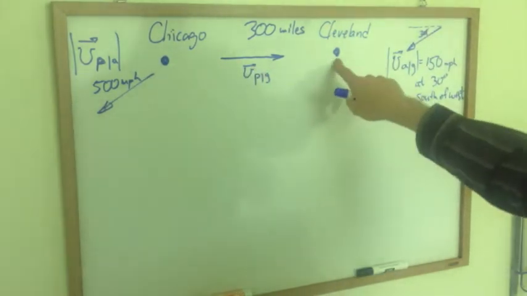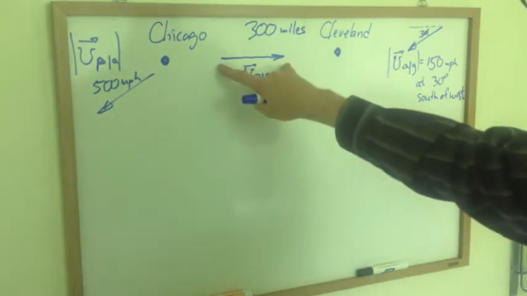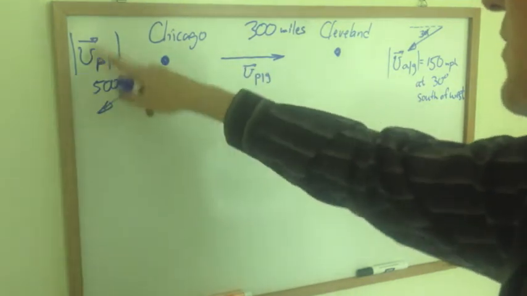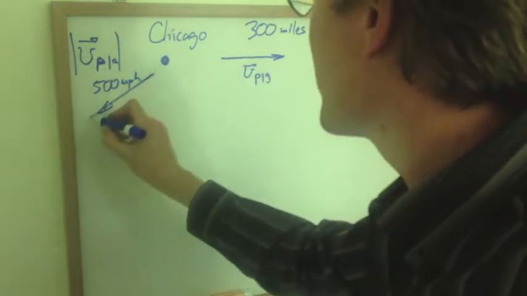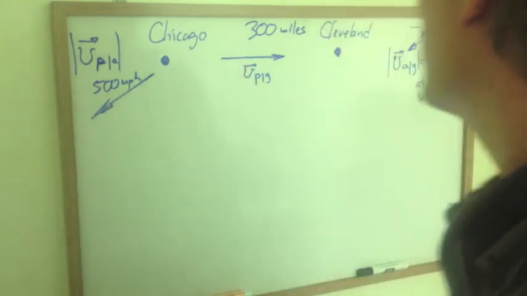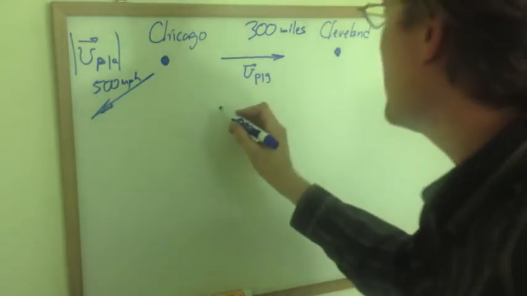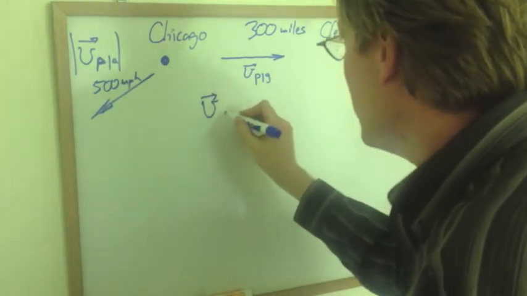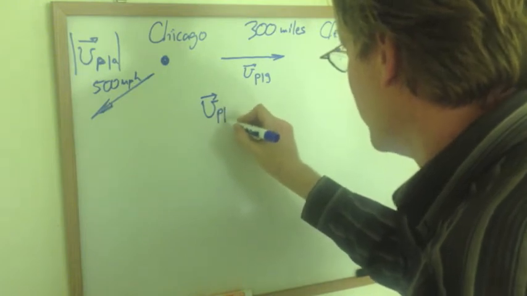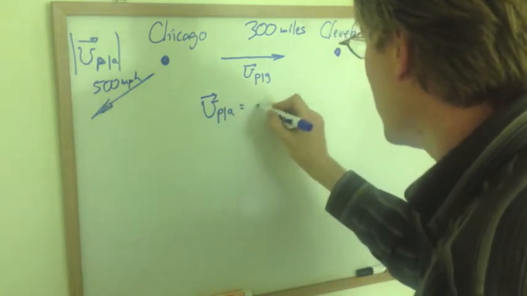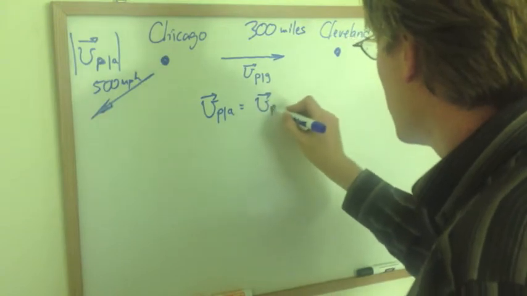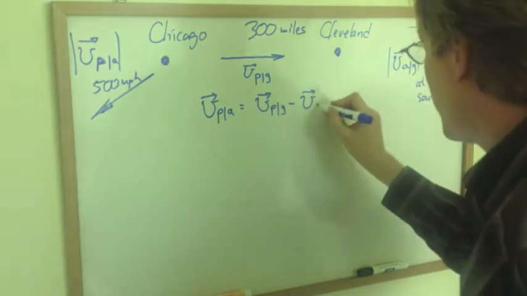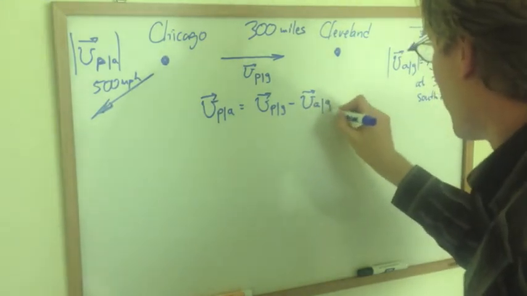we want to travel straight east. We're not sure what the magnitude of this vector is, but we know its direction. We know the magnitude of how fast we fly, 500 miles an hour, but we're not sure of its direction. Using the equation for relative motion, the velocity of the plane through the air is equal to the velocity of the plane over the ground minus the velocity of the air over the ground.